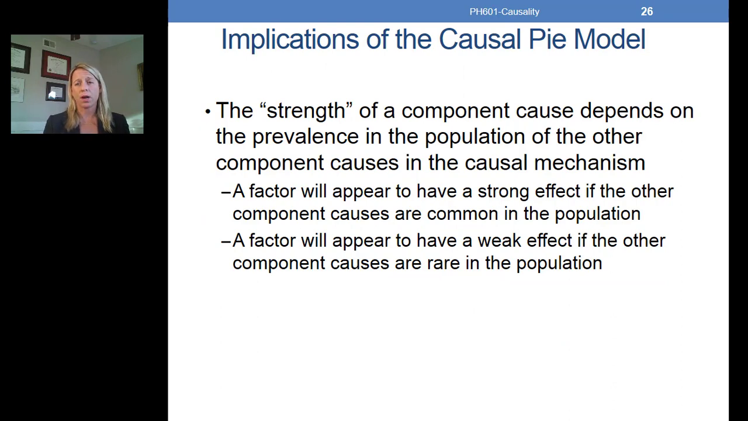Now, some implications of the causal pie model. The strength of a component cause depends on the prevalence in the population of the other component causes in that overall causal mechanism. So a particular factor may appear to have a strong effect if the other component causes are more common in that population, or it could appear to have a weak effect if the other component causes are rare in the population, and that is because in order for the disease to occur, each of those components of the causal mechanism must be present at a particular prevalence in order for the relationship among those causal factors to contribute to the disease.